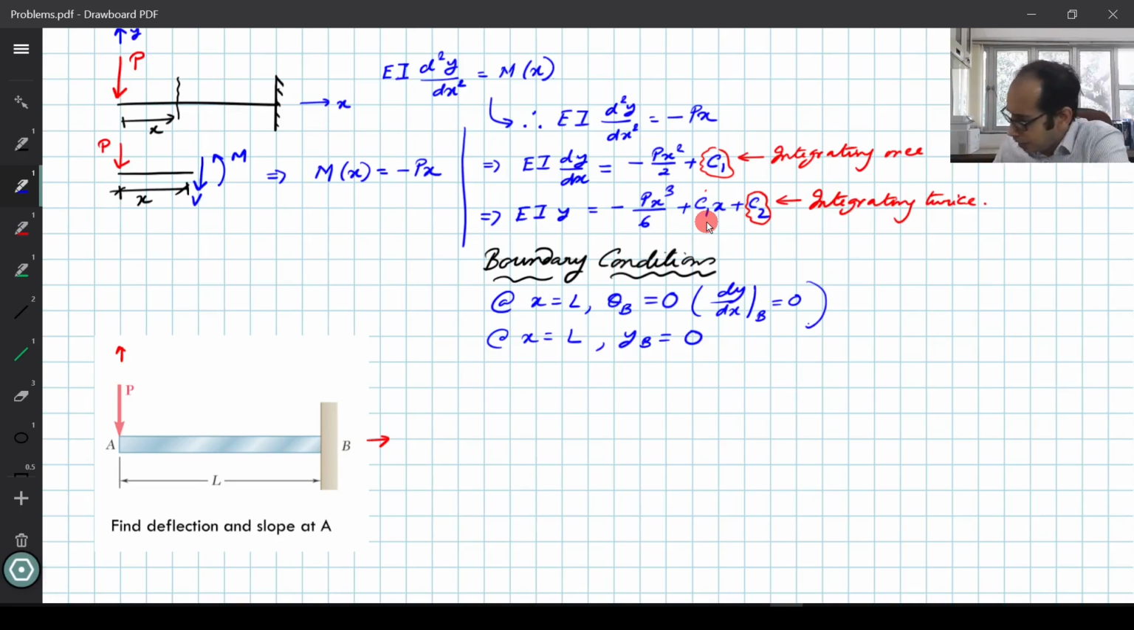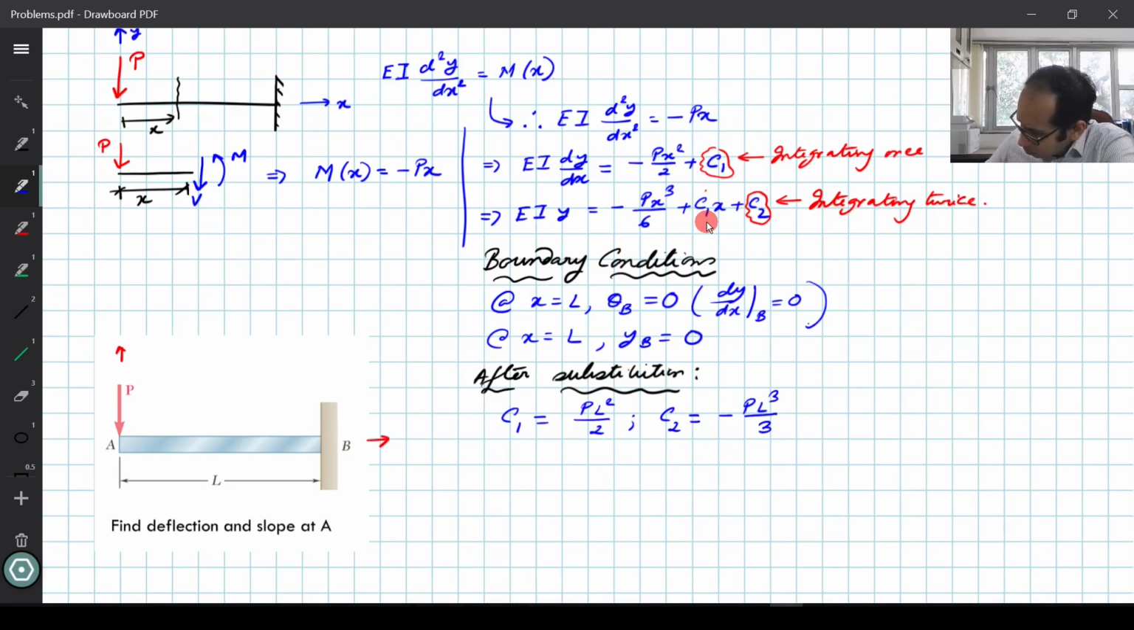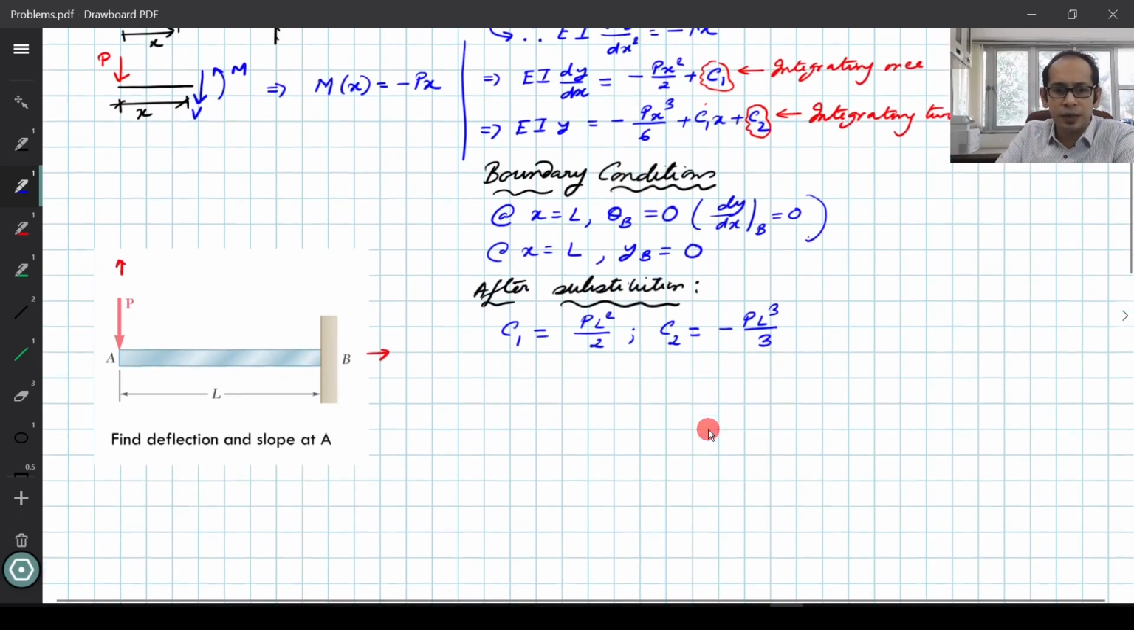So what you will get after substituting in the equations, these are the constants C1 and C2 that you get. And once you have the constants, you can plug back in over here to write the expression for the slope and the expression for the deflection. So let's go ahead and do that.